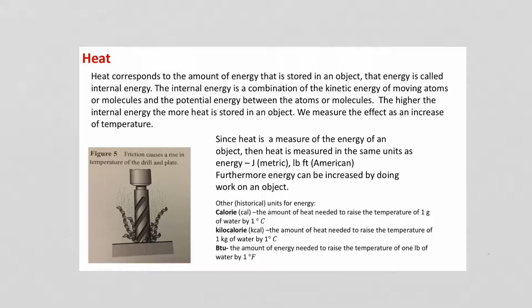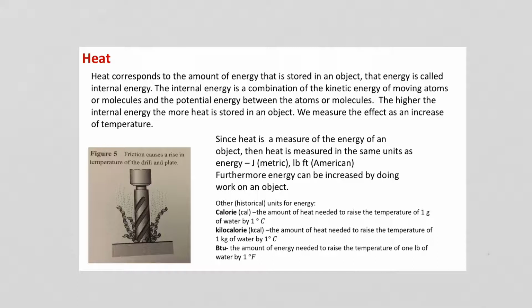Historically, heat was measured in units of calories or kilocalories in the metric system, where 1 calorie is defined as the amount of heat needed to increase the temperature of 1 gram of water by 1 degree Celsius. And the kilocalorie is 1,000 times larger than the calorie, so that is the amount of heat needed to raise the temperature of 1 kilogram of water by 1 degree Celsius.